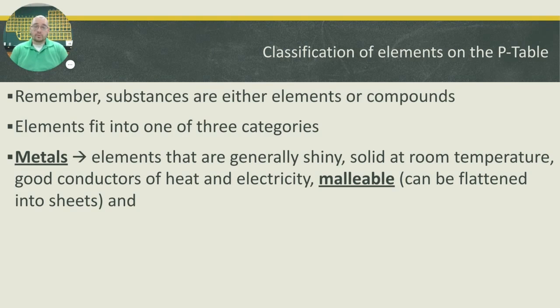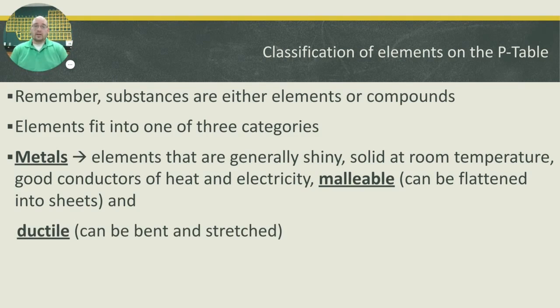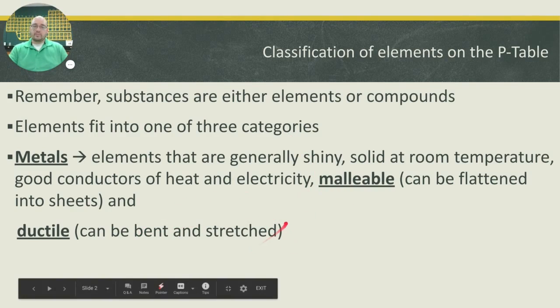They're malleable, which means they can be flattened into sheets, like aluminum foil can be flattened into sheets. And they are ductile, which means they can be bent or stretched, so they can be drawn into a wire. You can take a big thing and stretch the metal out if you apply force to it, and it will become a wire, or you can bend it. That's ductile or malleable. They can be manipulated and bent.